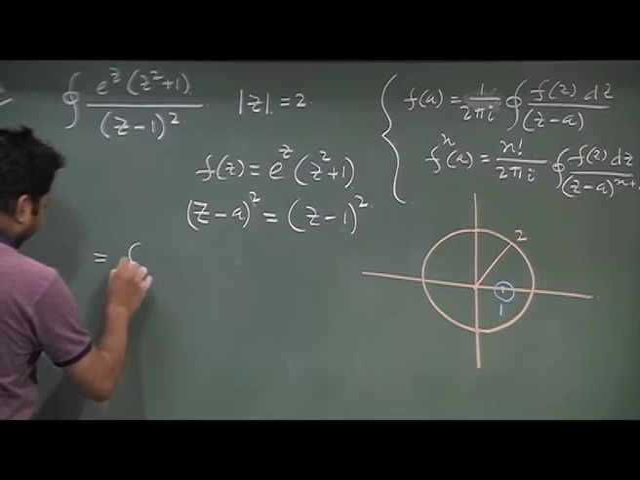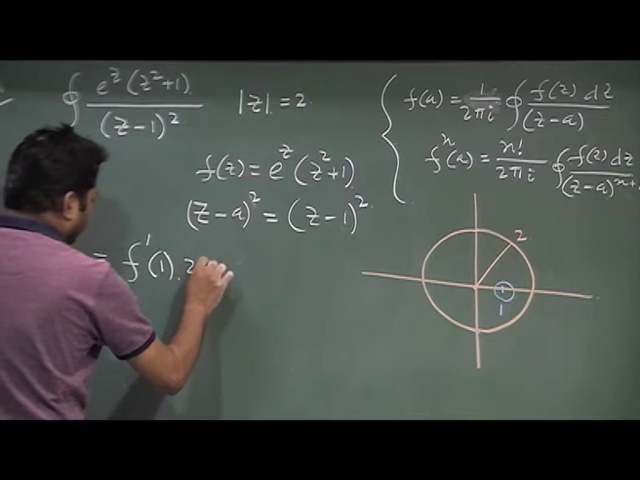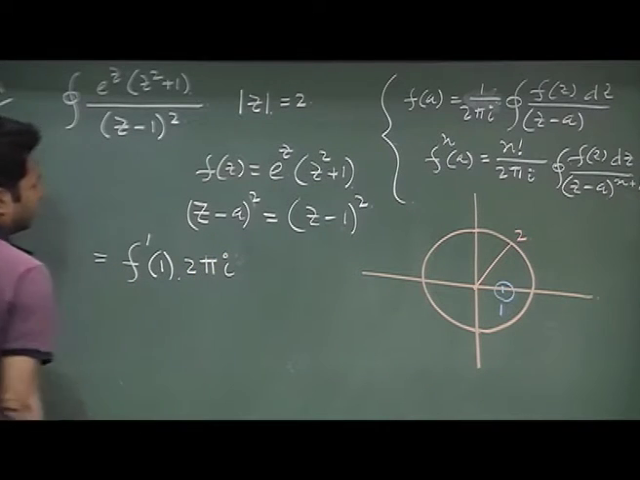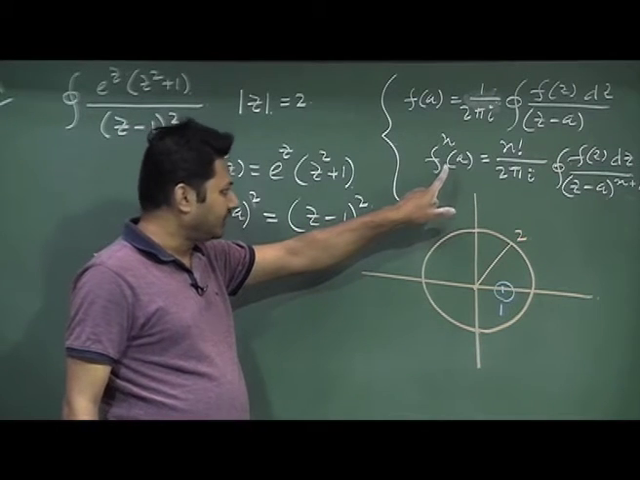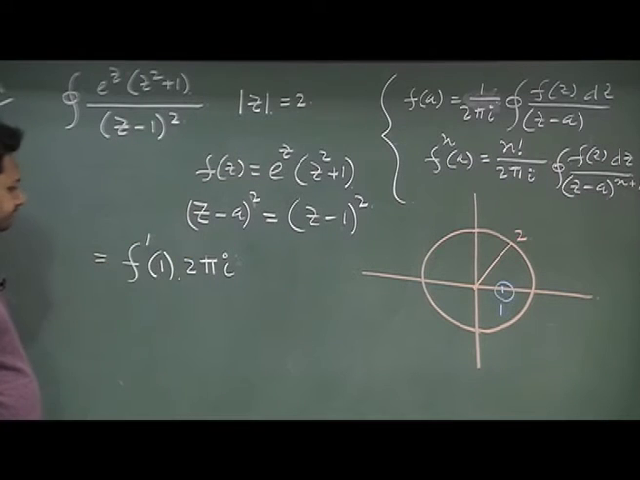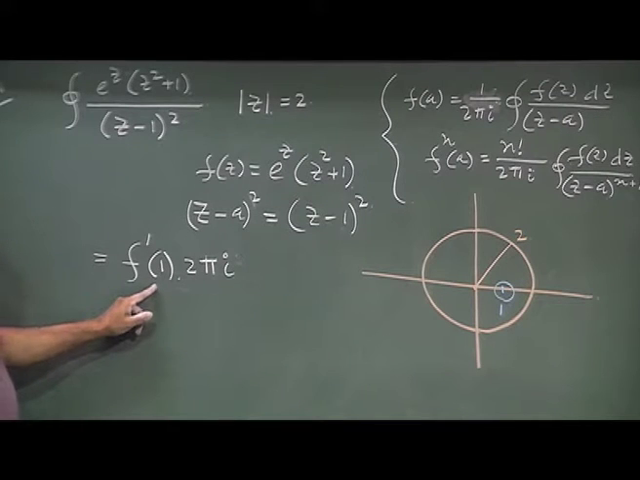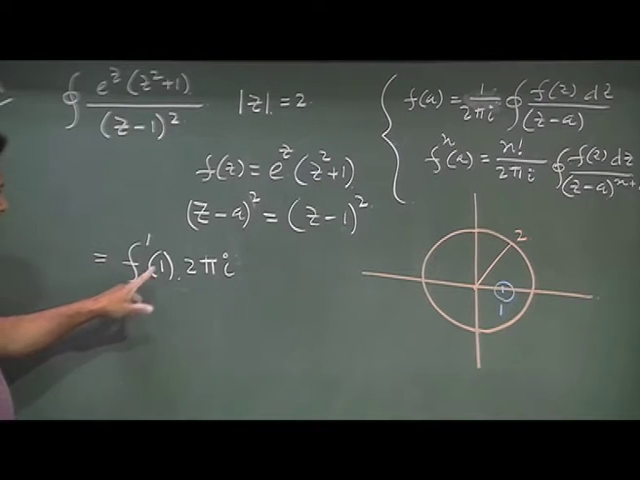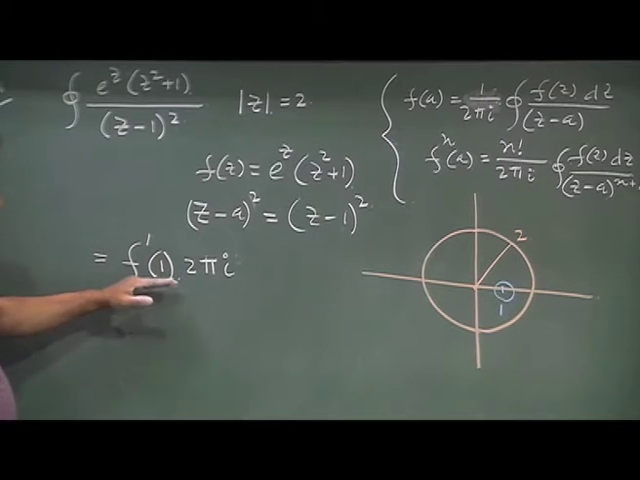It will be f prime of 1 into 2 pi i. I am using this with n equal to 1, because if I put n equal to 1, then this equation comes out to be this. So, these things I need to evaluate. In order to evaluate, what do I need to find out? The first derivative of this function at 1, that is the thing I need to figure out.